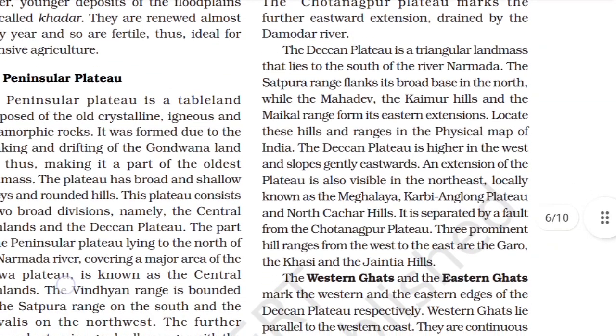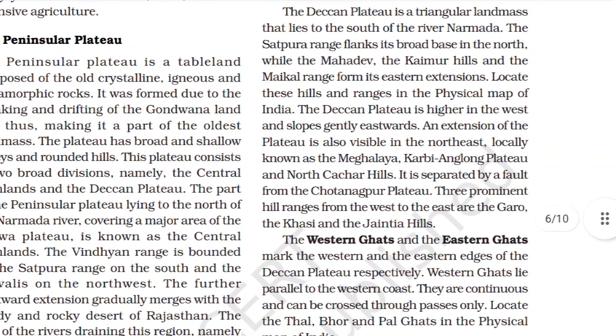The Peninsular Plateau. The Peninsular Plateau is a tableland composed of old crystalline, igneous, and metamorphic rocks. It is formed due to the breaking and drifting of Gondwana land, thus making it a part of the oldest landmass. The plateau has broad and shallow valleys and rounded hills. This plateau consists of two broad divisions, namely the Central Highlands and the Deccan Plateau.